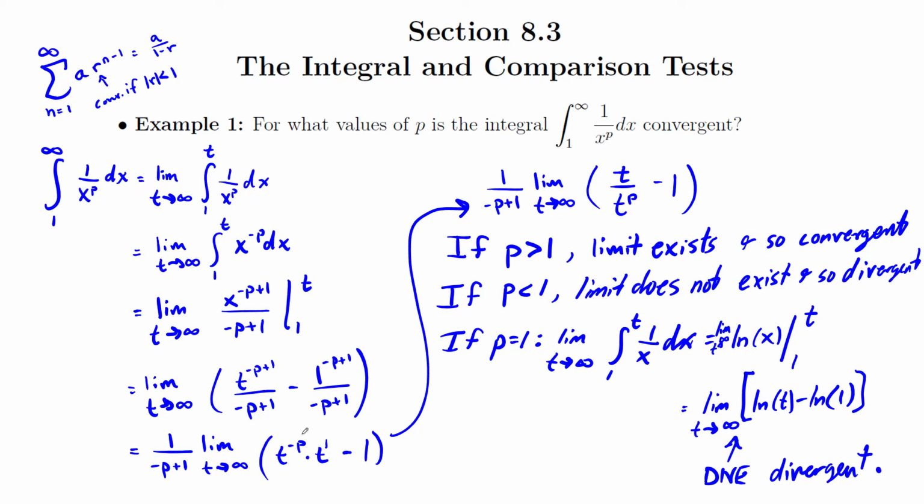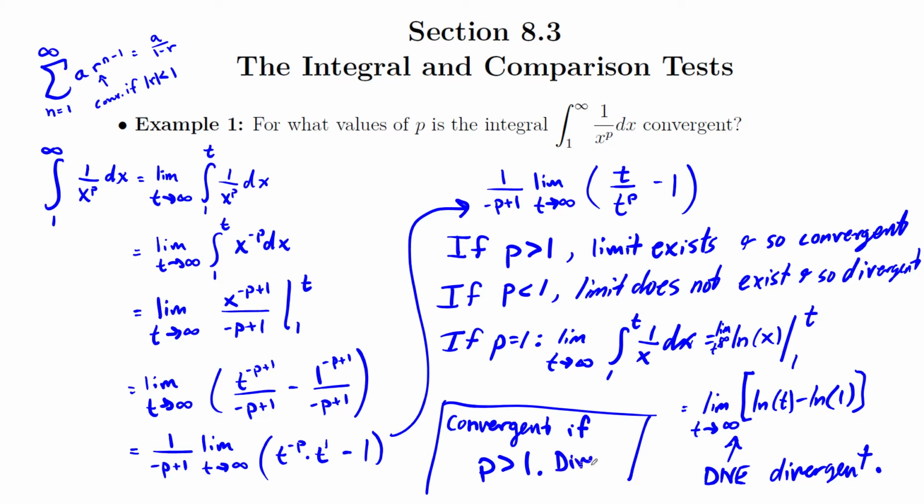So what we can do to summarize all of this work we've done, put it in this box here, is we can say that it's convergent if p is greater than 1, okay? And divergent otherwise.